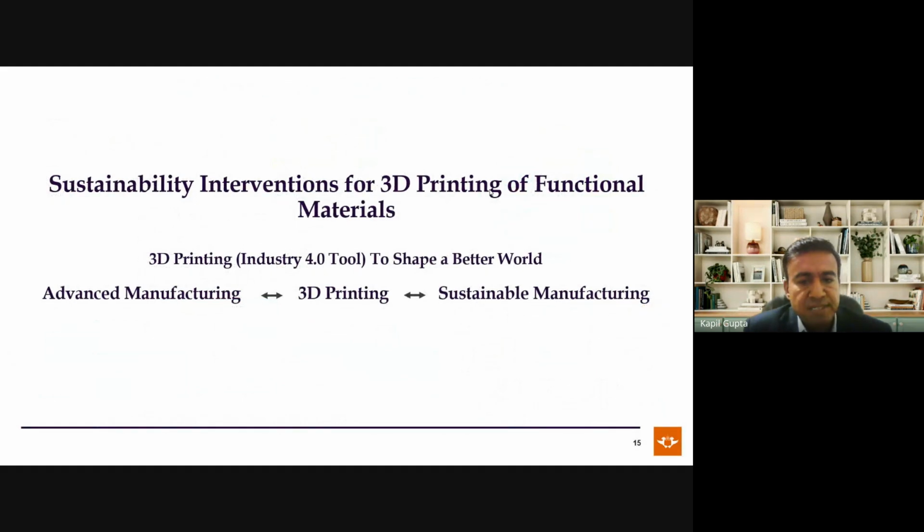Sustainable interventions, the second part for 3D printing of functional materials. It can also be understood as an important Industry 4.0 tool, that is 3D printing, to shape a better world. How can we shape a better world with the help of 3D printing? So, mapping of sustainable development goals. Let's start with very basic things, sustainability, and then sustainable development goals. Sustainable manufacturing we have already seen, and what goals we can target via 3D printing of functional materials.